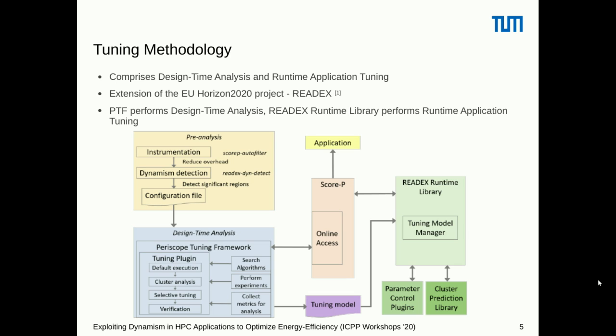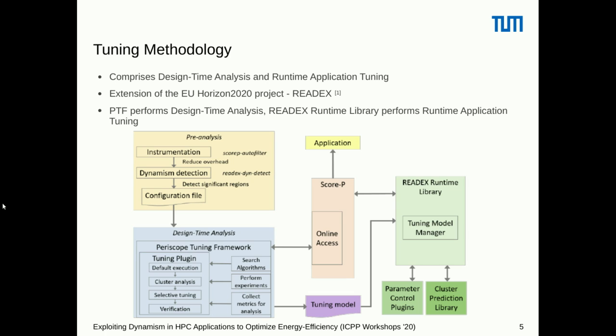The tuning methodology begins with a series of pre-analysis steps to determine if tuning the application potentially results in energy savings. All fine granular regions are filtered using the Score-P auto-filter tool to prevent measurement overhead. Then, the READEX Dyn Detect tool detects dynamism by selecting different significant regions that are coarse granular. It also computes the tuning potential by quantifying the application dynamism with respect to the variation in the execution time as well as the compute intensity. It ends up detecting intra- and interphase dynamism and outputs the list of regions into a configuration file, which is read during design time analysis.